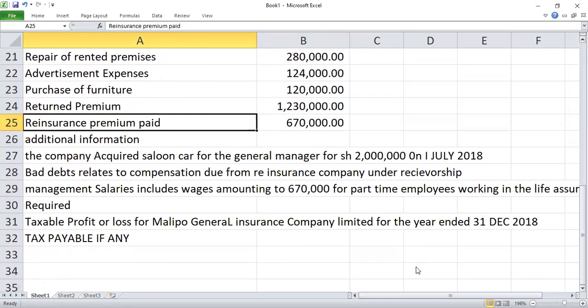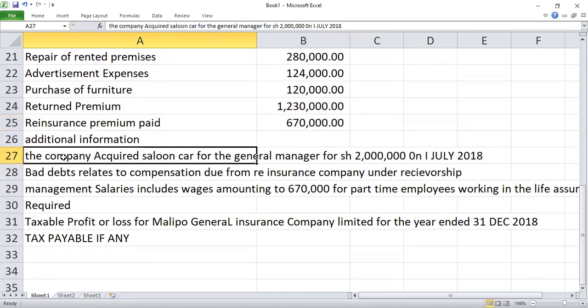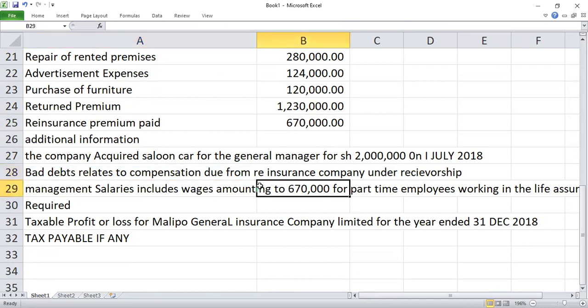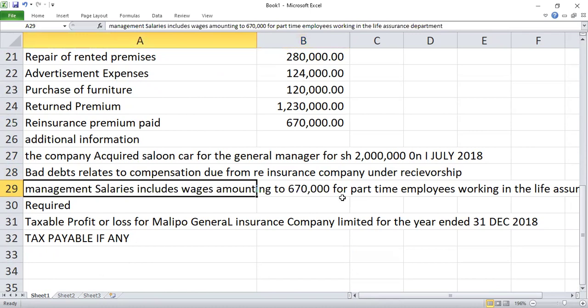Then we are told additional information. The company acquired a saloon car for the general manager for 2 million on 1st July 2018. Next, the bad debt relates to compensation due from a reinsurance company under receivership. Management salaries include wages amounting to 670,000 for part-time employees working in life assurance. Required: A, the taxable profit or loss for Malipo General Insurance Company Limited for the year ended 31st December 2018; B, the tax payable if any.